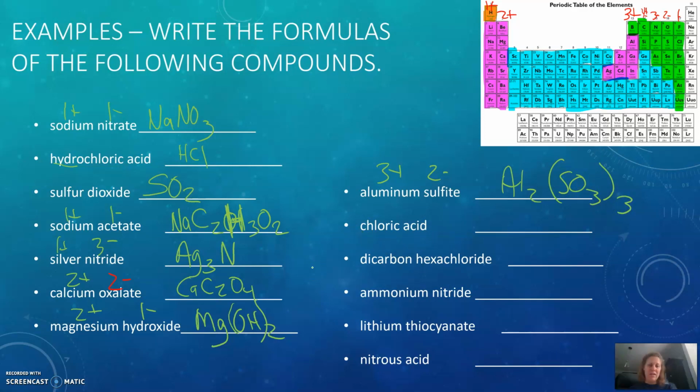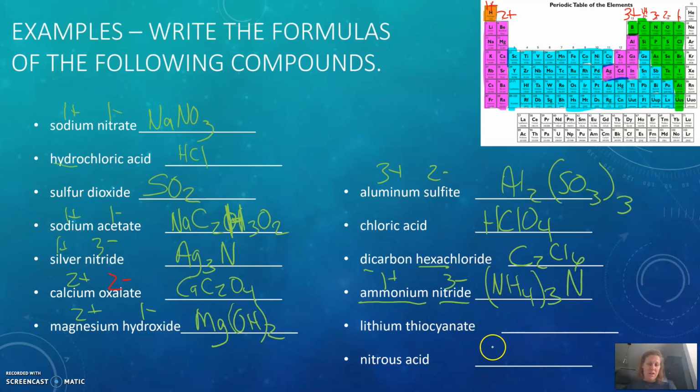Chloric is chlorate, I think it's ClO4, I think it's a 1. If I'm wrong, don't shoot me. Dicarbon hexachloride, C2Cl6. Ammonium, and then nitride is a 3 minus. Ammonium is our 1 positive polyatomic ion, and the 3, so when you switch, ammonium is NH4. You don't take that 4 off and put a 3 there, you put it in parentheses and put a 3 on the outside, and then an N. Lithium thiocyanate, thiocyanate is a 1 minus, hopefully, and a 1 plus, so that's LiSCN.